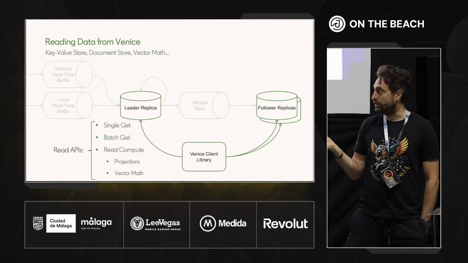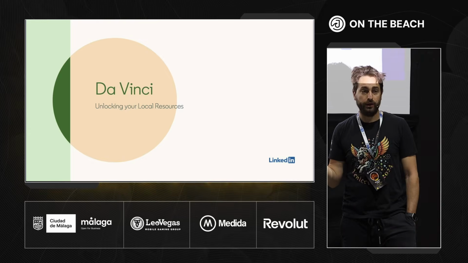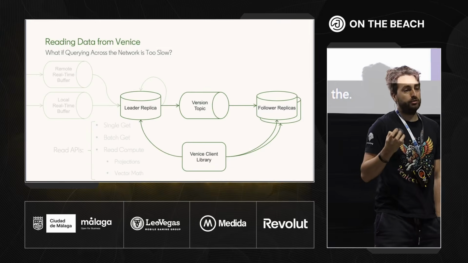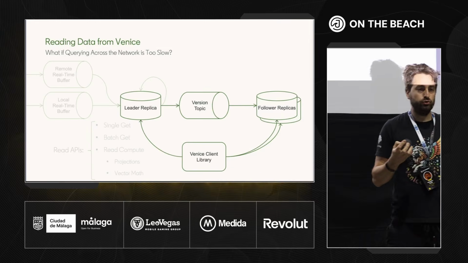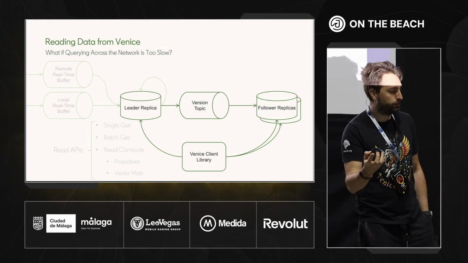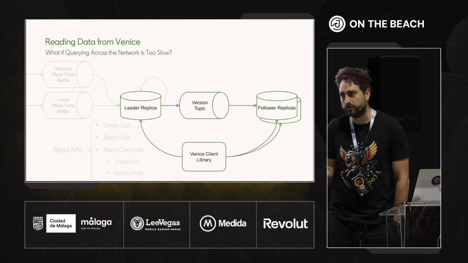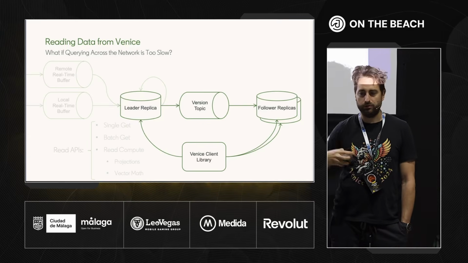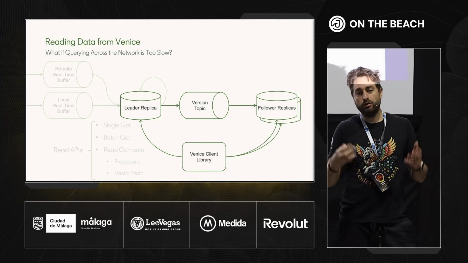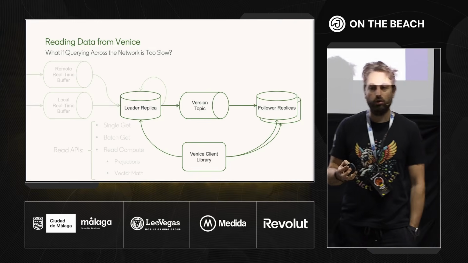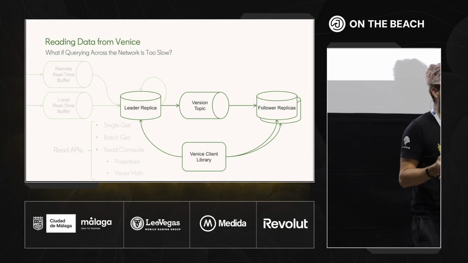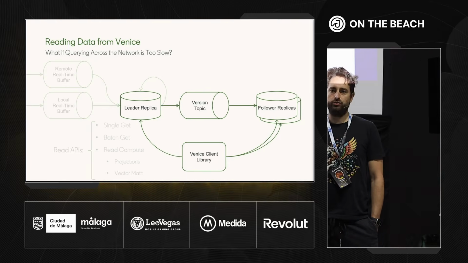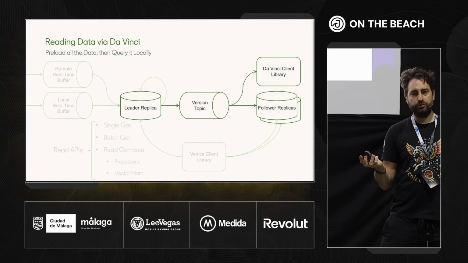But what if it's not good enough? So that's where DaVinci comes into play. So let's come back here. The problem is, what if it's too slow to query data across the network? Well, how slow can it be? In practice, we can serve data from the server to the client in like 1 millisecond, let's say, or maybe single-digit milliseconds in the long tail. But for some use cases, that is still too slow.